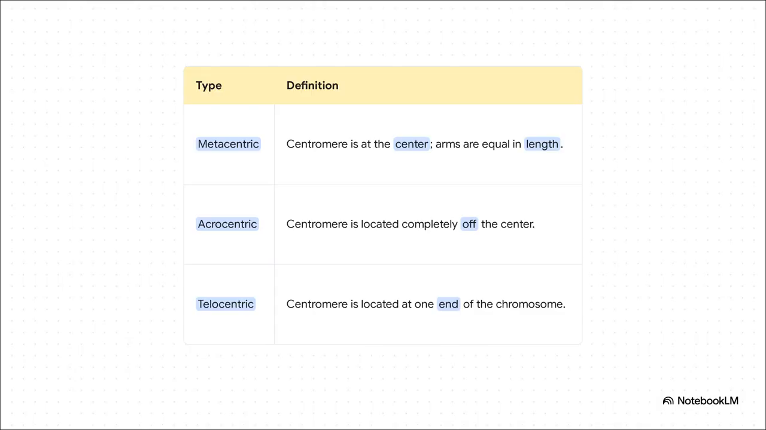And the location of that centromere is actually how we classify different chromosomes. If it's right in the middle, we call it metacentric. If it's way off to one side, it's acrocentric. And if it's right at the very tip, it's called telocentric. This structure is super important for how they get pulled apart later.